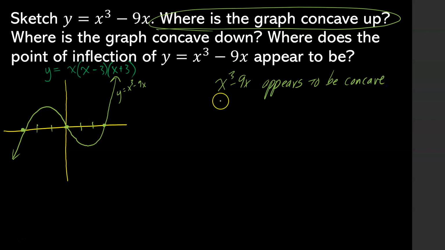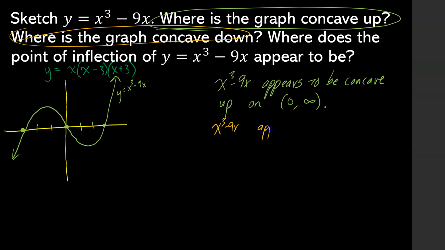Let's figure out an interval. On the open interval, starting at 0 and going on to infinity. We're looking for this upward facing shape that could catch rain or something like that. That's the way my calculus teacher told me. So thing 2, where is x cubed minus 9x concave down? Again, we're just doing this visually. X cubed minus 9x appears to be concave down.